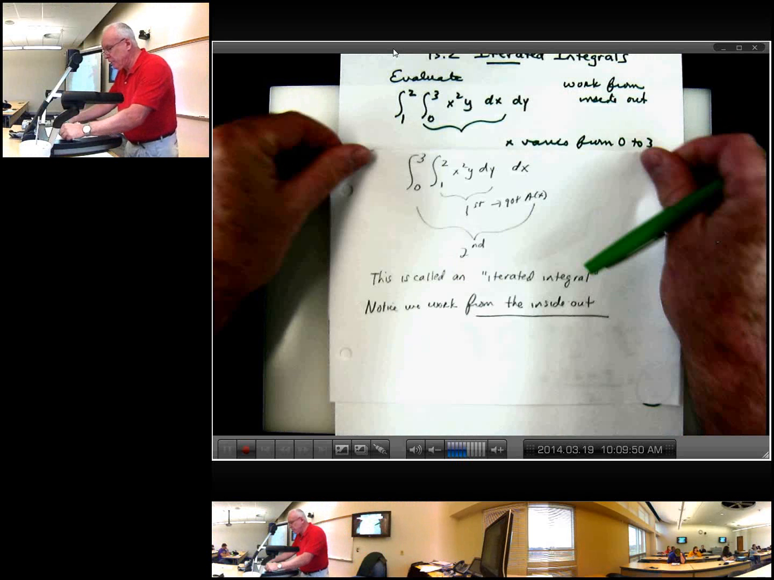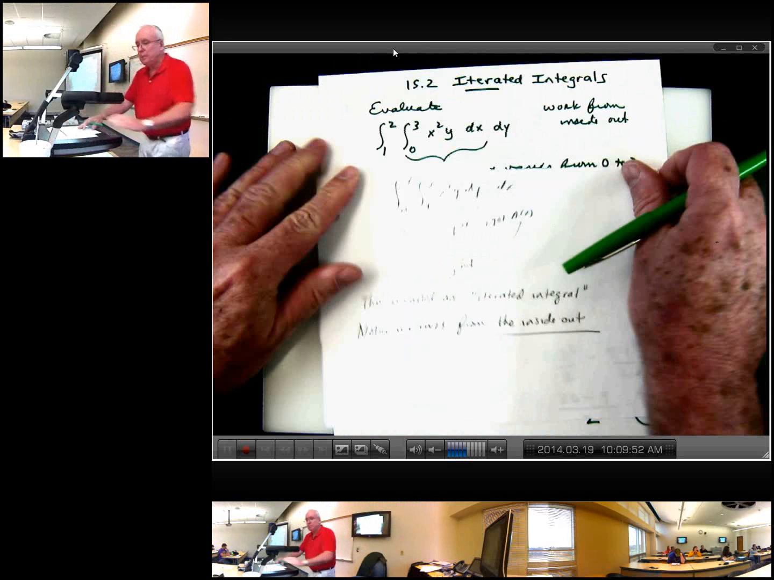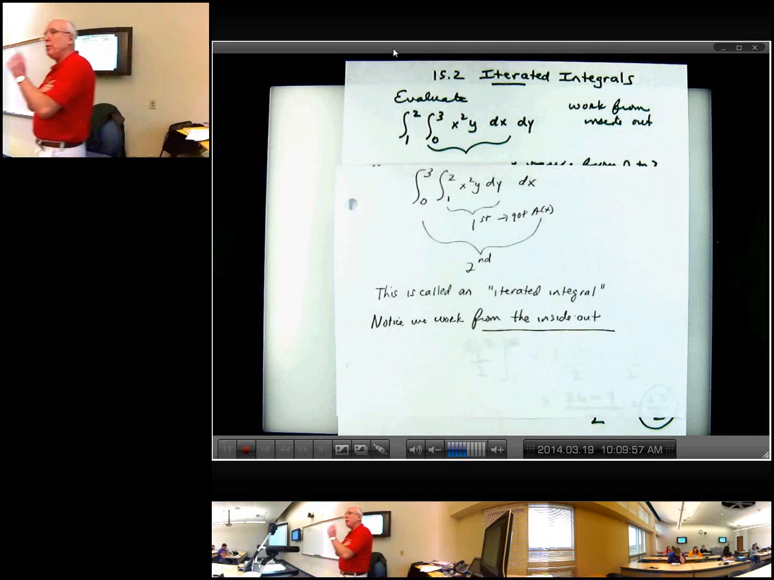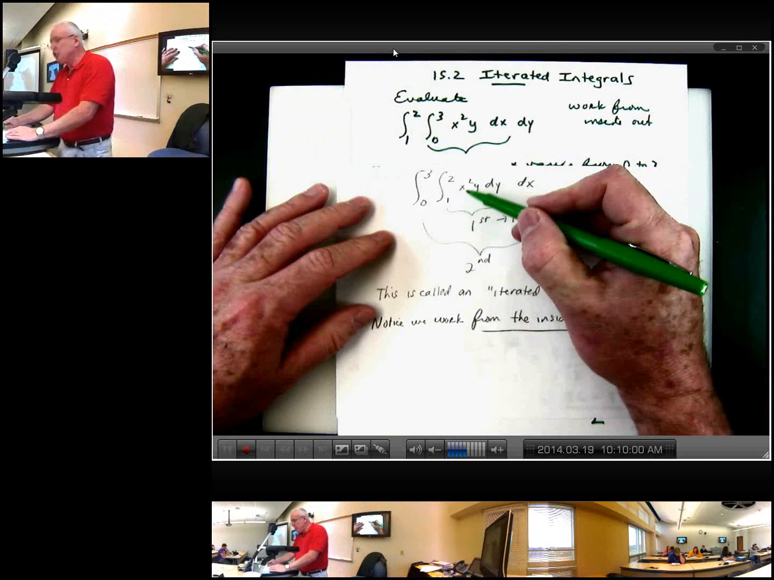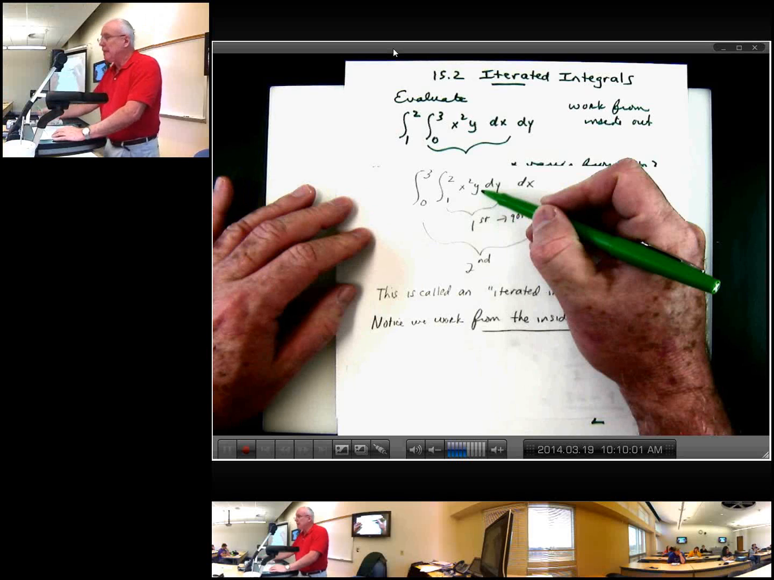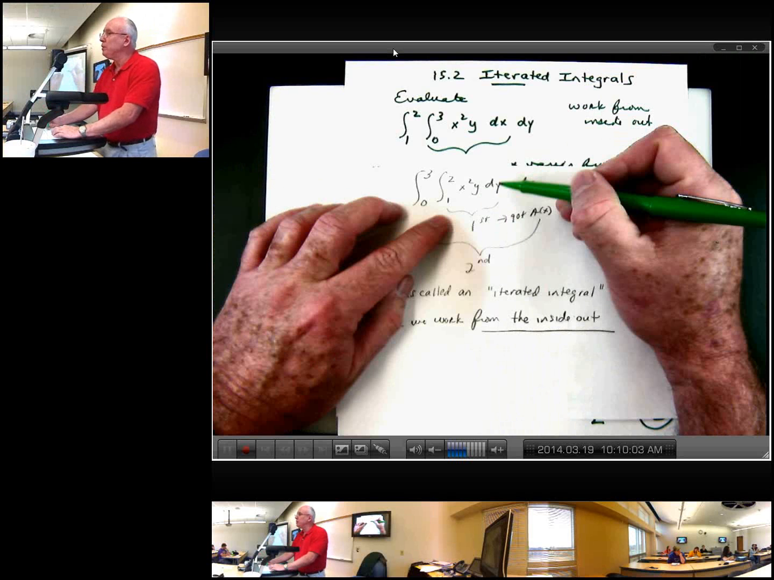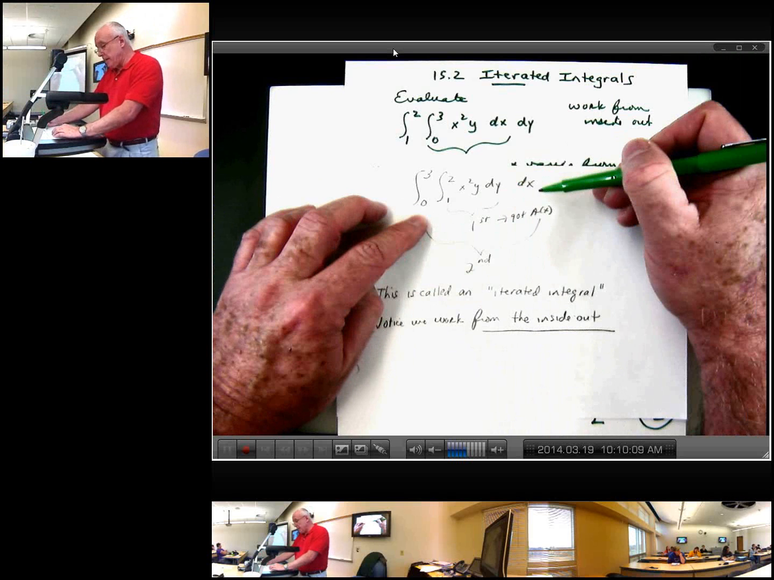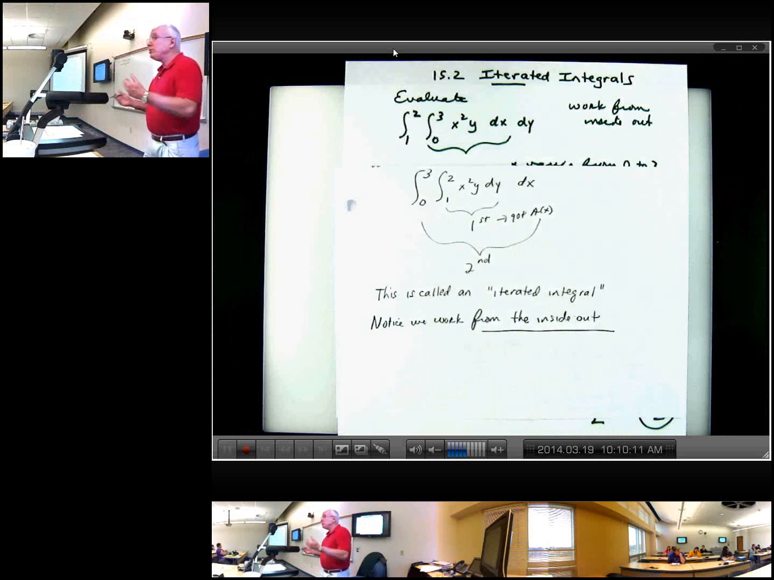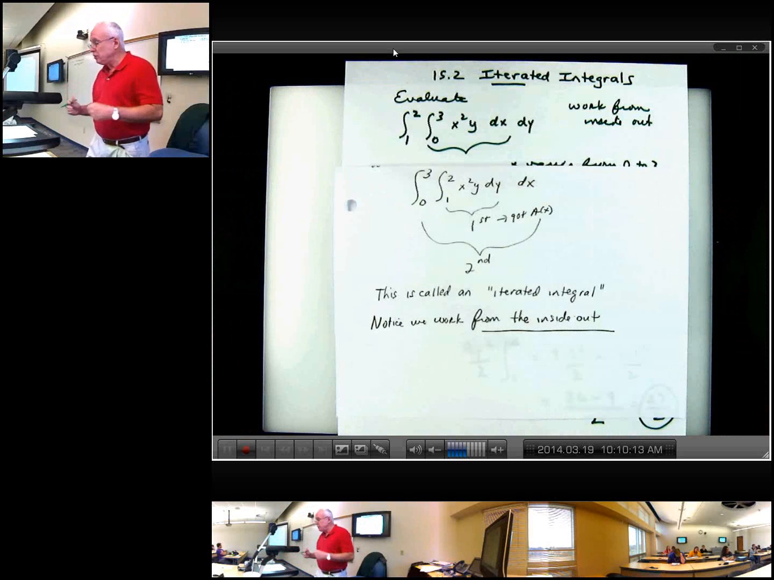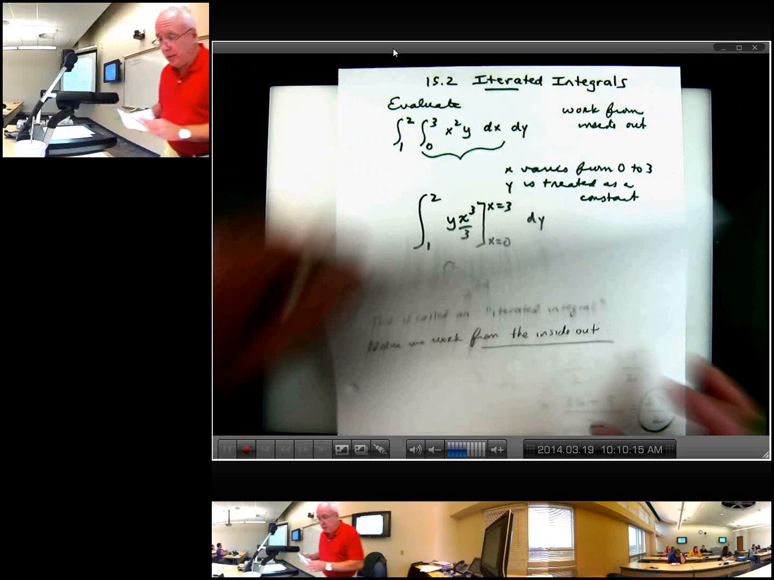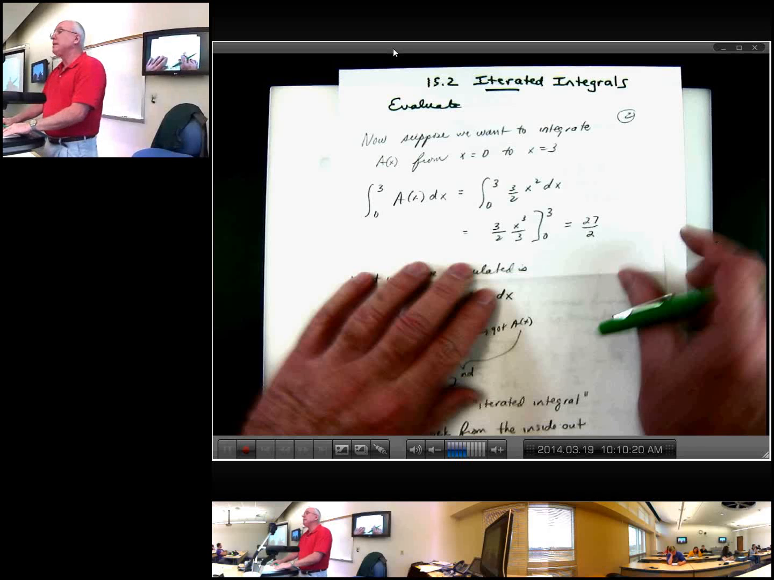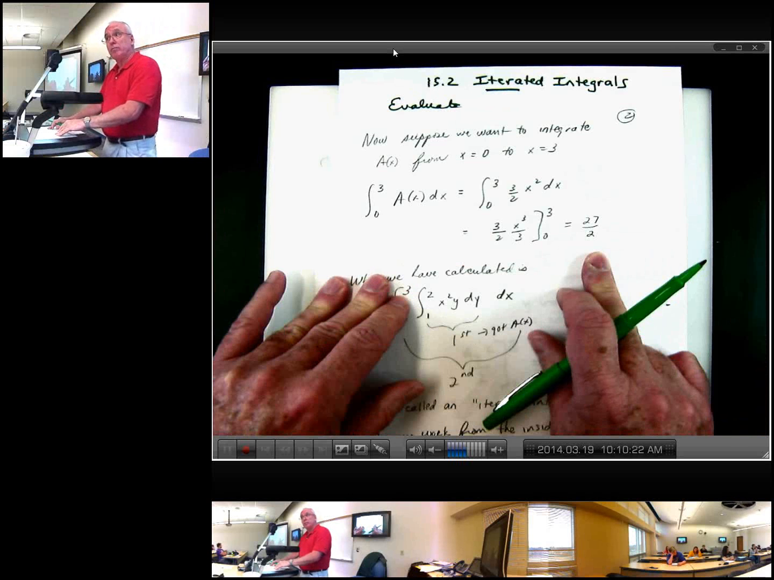The example we did the last time in class was basically the same example, except we switched the order in which we integrated. Same function, x squared times y, except last time we first integrated with respect to y from 1 to 2, and then we integrated with respect to x from 0 to 3. So same limits of integration, same function. And the answer that we got the last time was 27 over 2, the very same thing, okay?